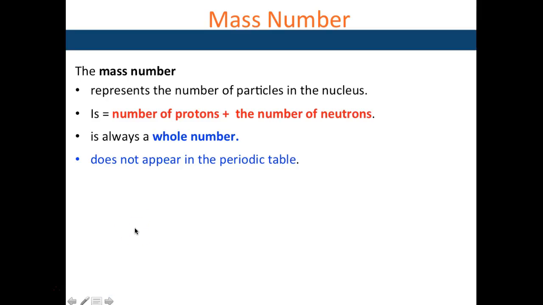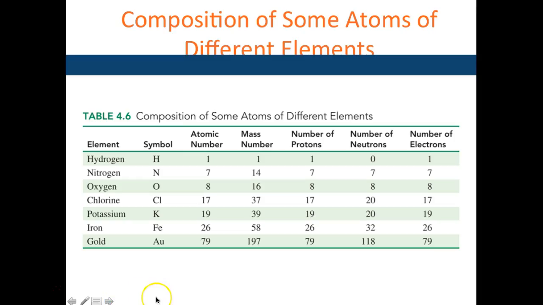So the mass number again is a whole number. You're simply counting up the number of protons and number of neutrons and adding them up. Again, it does not appear in the periodic table. All right, so how do you obtain the mass number? What you do is you count up the number of protons and neutrons, and that gives you the corresponding mass number. All right, 7 plus 7, 14. 8 plus 8, 16, and so on.